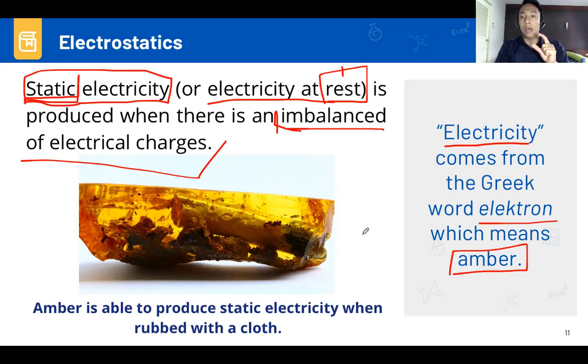So that is where the name electricity was taken from. Why? It is because amber is able to produce static electricity when rubbed with a cloth. When you rub it with a cloth, it will have static electricity. That is where the name electricity comes from, amber.